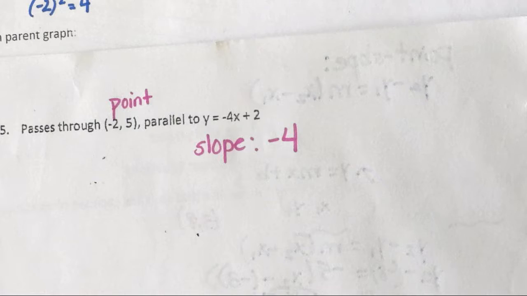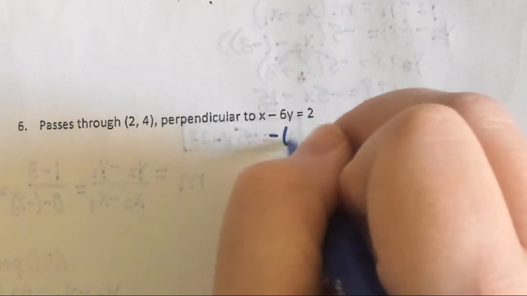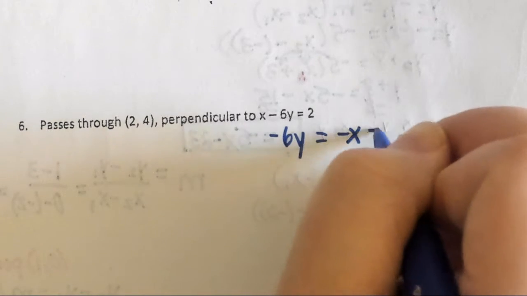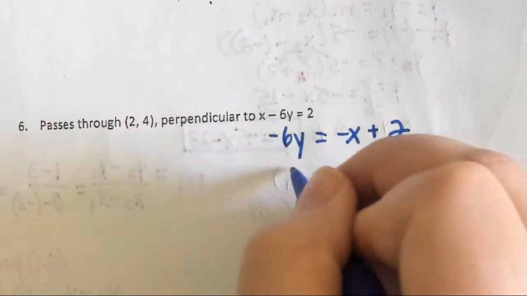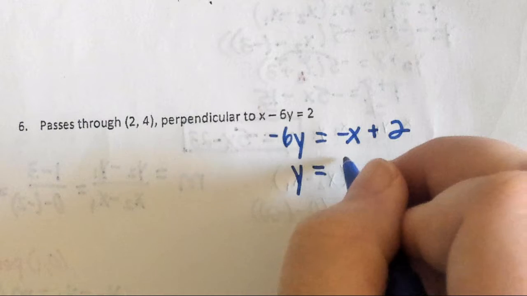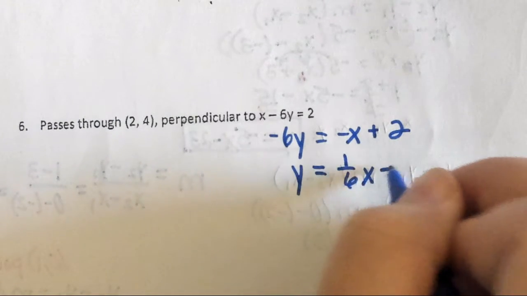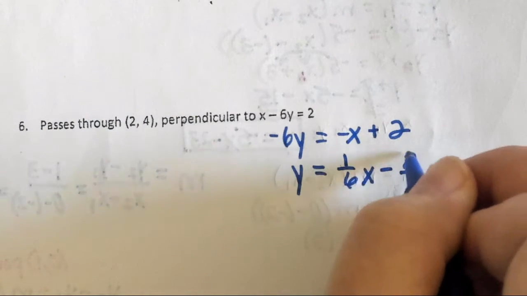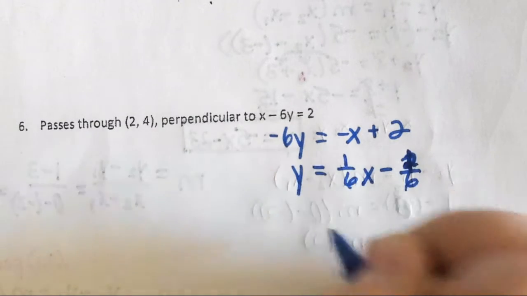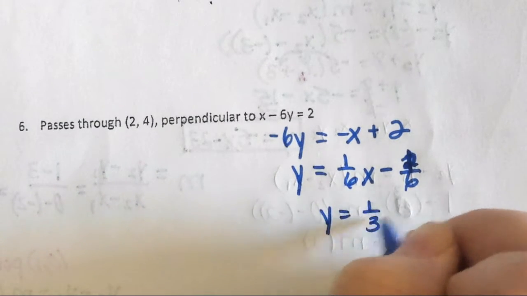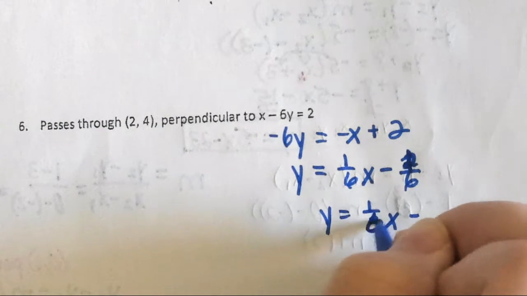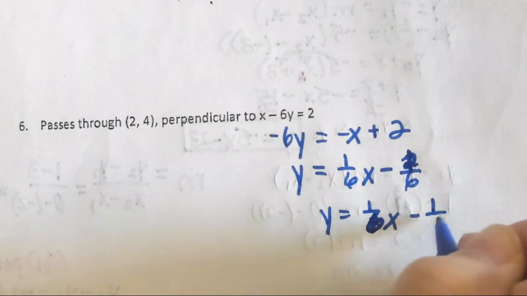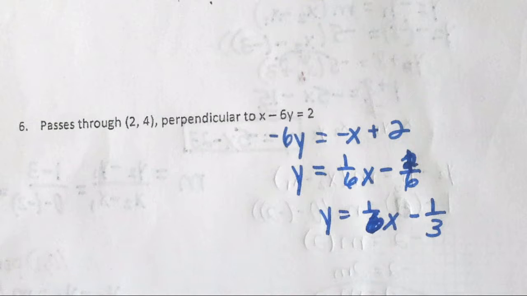I'm going to give table 5 a chance because they've been way too quiet and they've got to get some points. Number 6. We need to rearrange some things. Let's subtract x. Let's divide by -6. We'll end up with positive 1/6x minus 2/3. No, minus 1/3. 2 over 6, which is really 1 over 3. So 1/6x minus 1/3. This is why you don't get the right pen.